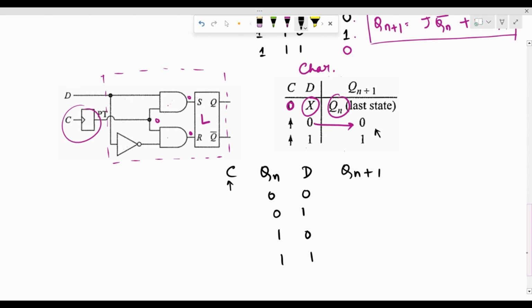So in that case, the next state is going to be whatever my D input is, right? If you look at the characteristic table also, when the clock is high, the next state is nothing but whatever my D is. So I can just directly fill it up, and the very simple characteristic equation and the obvious one that we can obtain is Qn plus 1 is equal to D. So this is the characteristic equation of the D flip-flop.